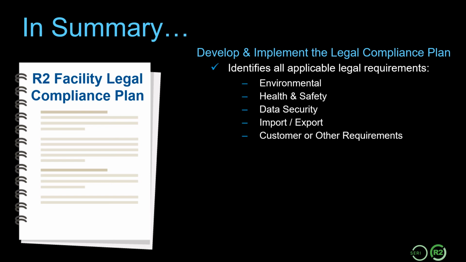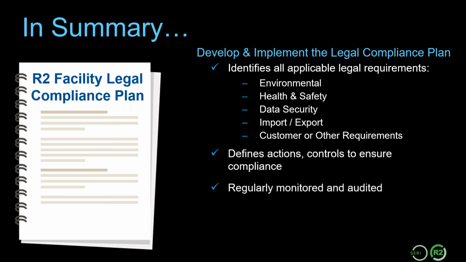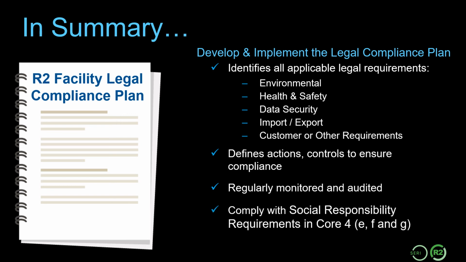To summarize, Core 4 requires developing a legal compliance plan that identifies all environmental, health and safety, data, and import-export legal requirements that apply to the facility's scope of operations, as well as any customer or other requirements. The legal compliance plan should also define the actions and controls needed to ensure compliance with all identified requirements, and must be regularly monitored and audited to ensure compliance. And lastly, R2 facilities must also comply with the social responsibility requirements in Core 4, Sections E, F, and G.